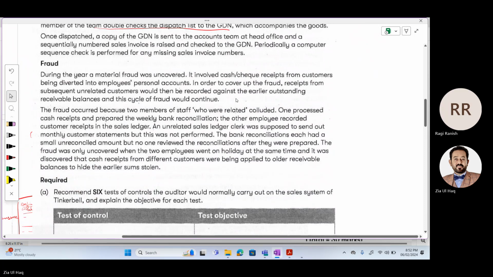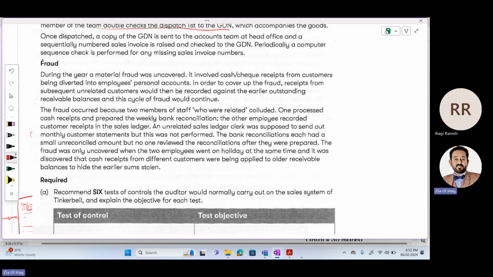Fraud. During the year, a material fraud was uncovered. This is a separate part, not relating to what we have covered so far. So during the year, a material fraud was uncovered. It involved cash cheque receipts from customers being diverted into employees' personal accounts.